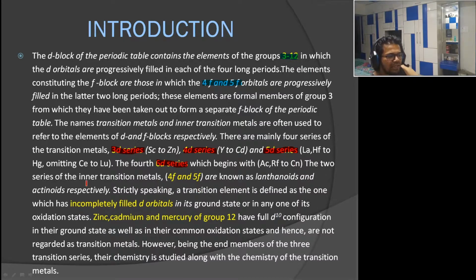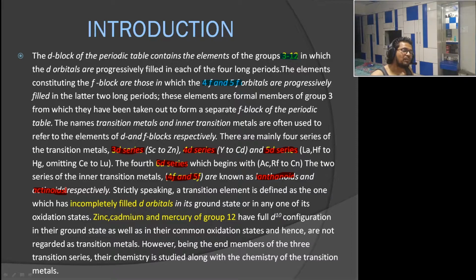Now the inner transition elements, that is the 4f and the 5f, are called the lanthanoids and the actinoids. Why do we call them lanthanoids and actinoids? It's a prototype. Meaning of the word prototype, because they are coming from the elements lanthanum and actinium.